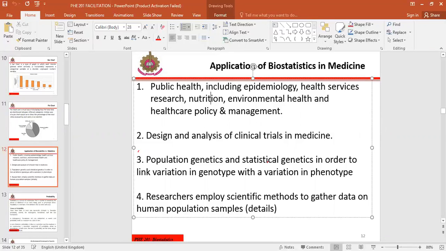Now, another point is that biostatistics helps in designing and analyzing clinical trials in medicine.